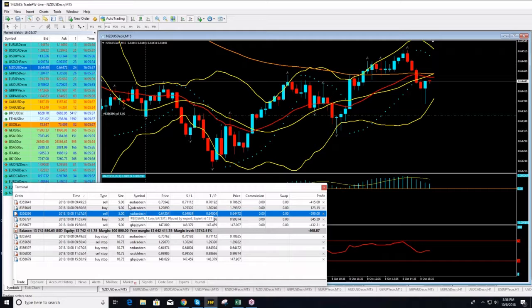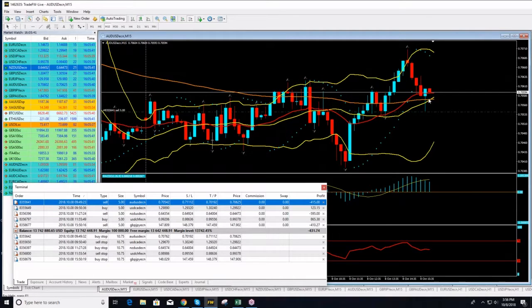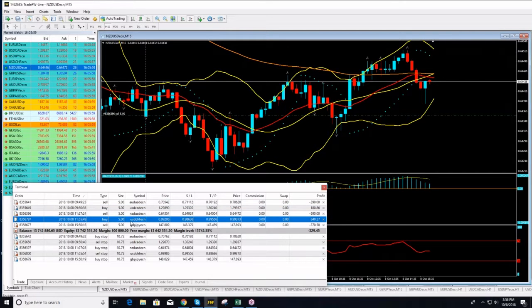Now, have a look at the difference between the two. Aussie dollar is still trying to break its MA50 to the downside. The Kiwi, however, is already trading below MA50. So for me, the Kiwi has now turned to be more bearish for the moment than the Aussie dollar. So it's looking good as well.